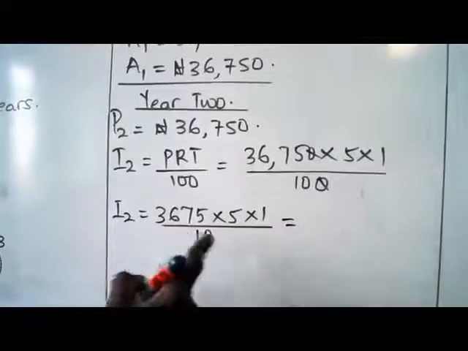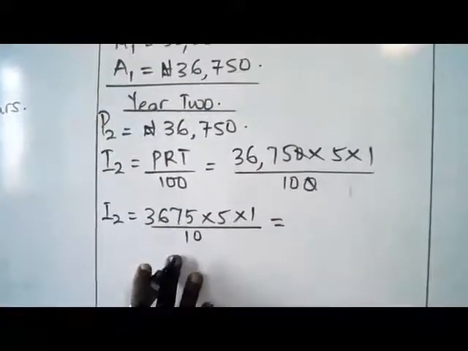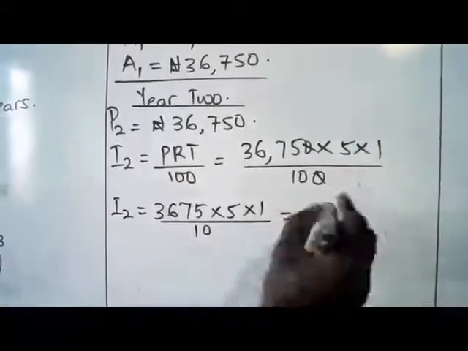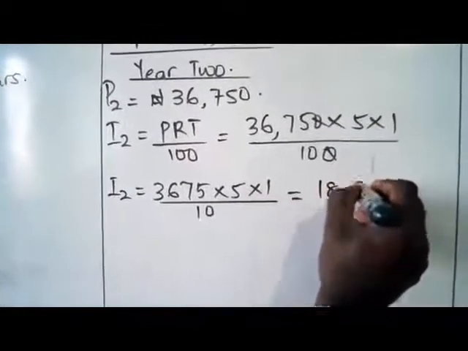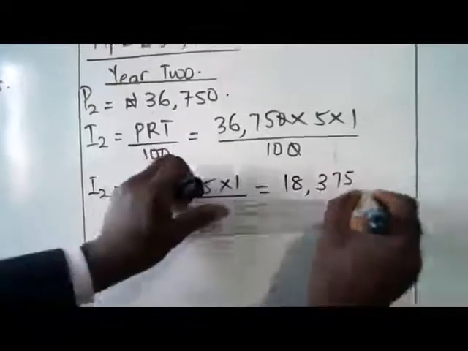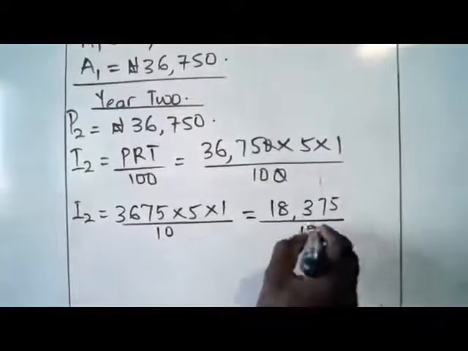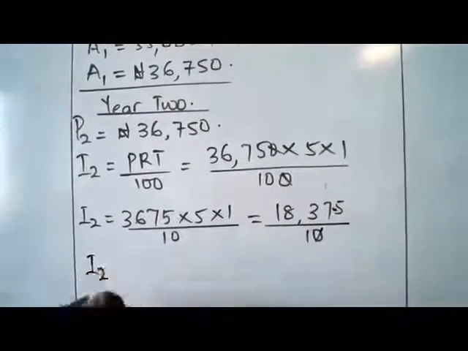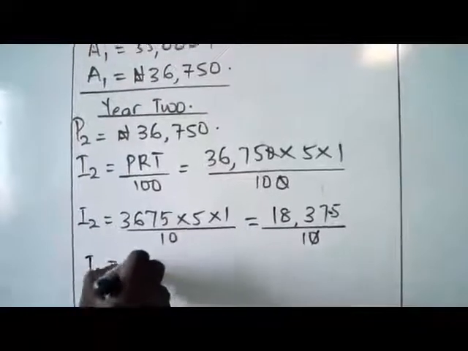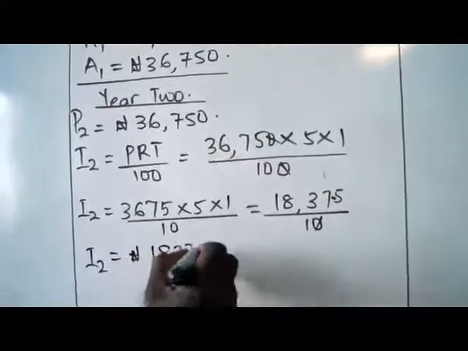If you find the product of these two, we're having 18,375 divided by 10. If you shift your decimal point using this 0, you're going to have your decimal point here. So that means my interest at the end of the year 2 will be equal to 1,837.5.